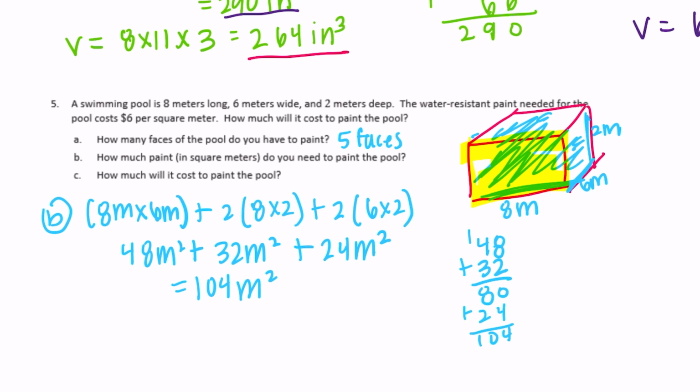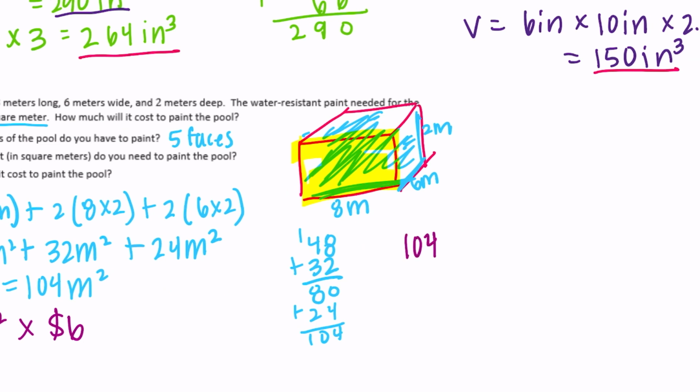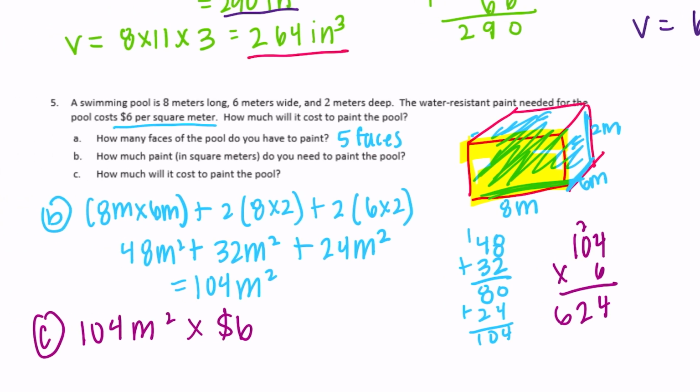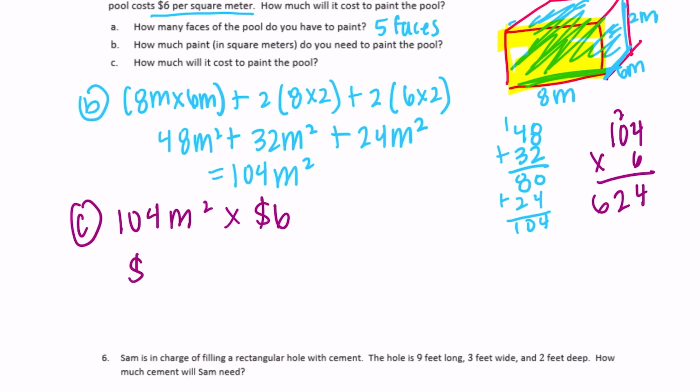How much will it cost to paint the pool? So it says it costs $6 per square meter. So we have 104 meters squared. We need to multiply that by $6 per square meter. So 104 times 6 would be $624 to paint the pool.